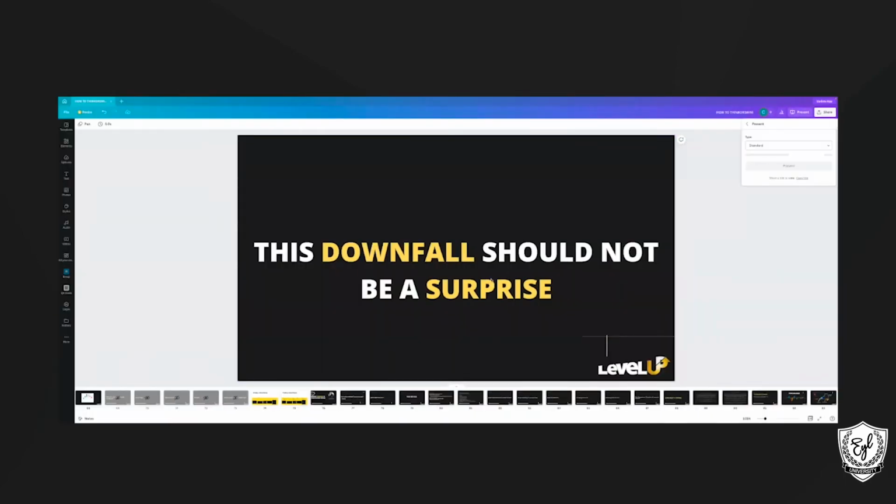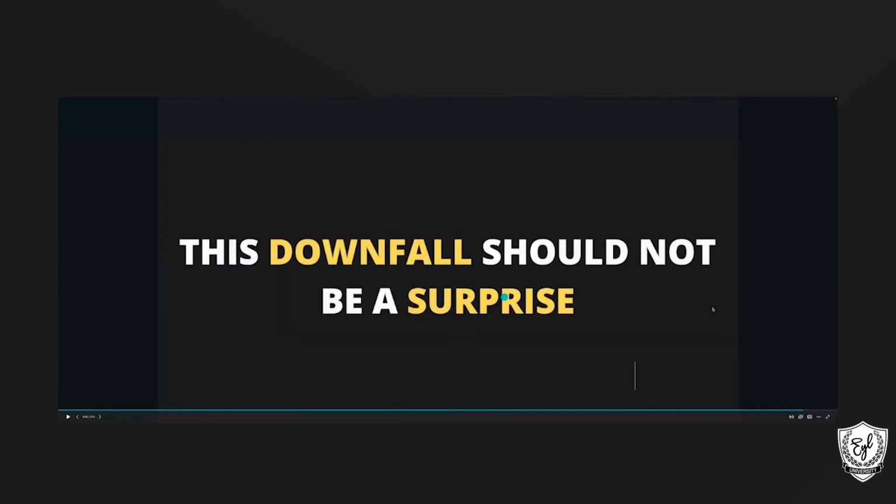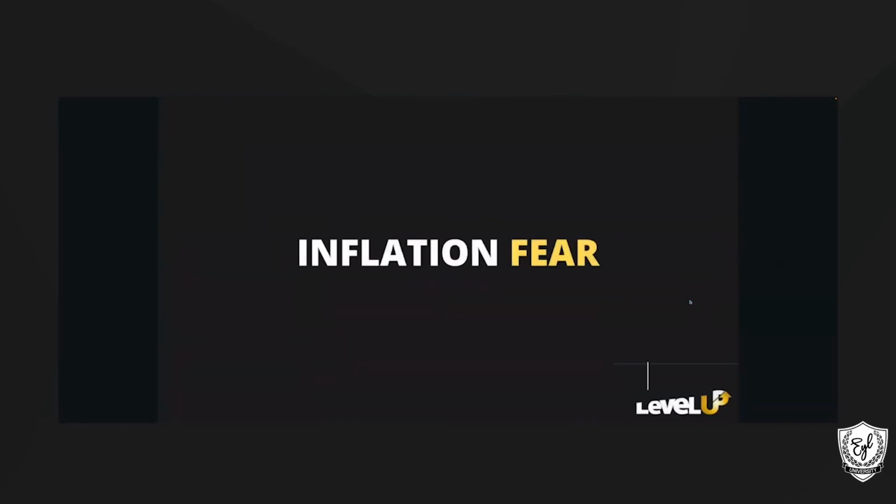And this is why I've said for quite some time, please make sure to save some money. As we all know, rent is super high. The cost of food is super high. And this is all because of the fear of inflation. Inflation is at 8.6%. The numbers were released last week.